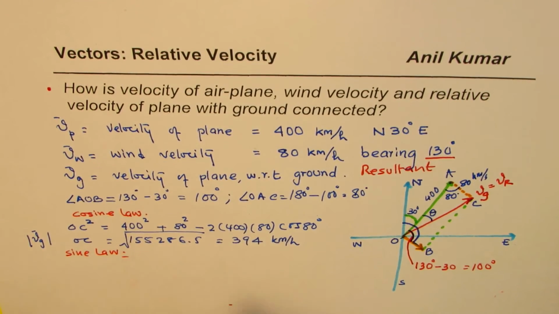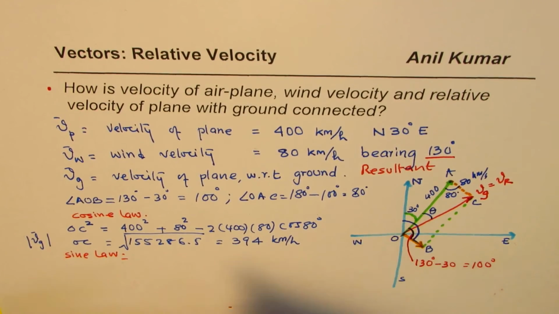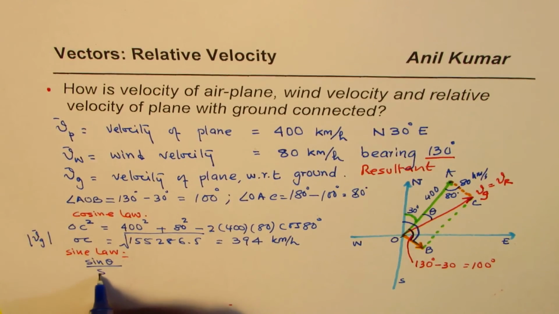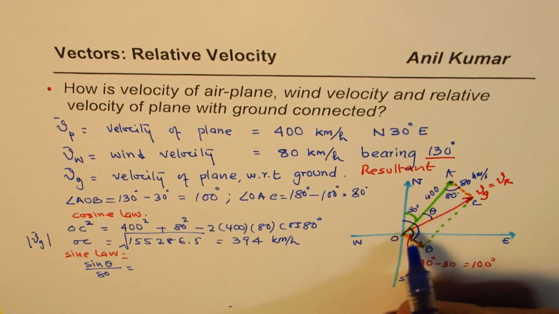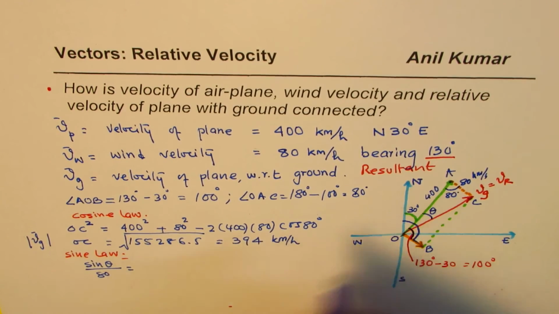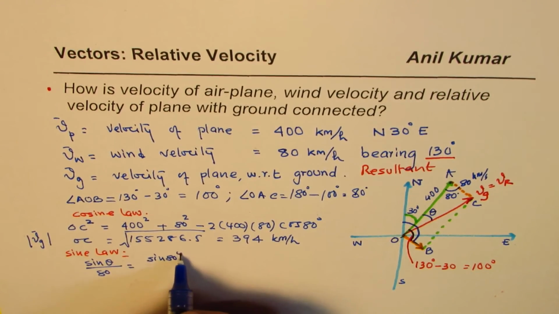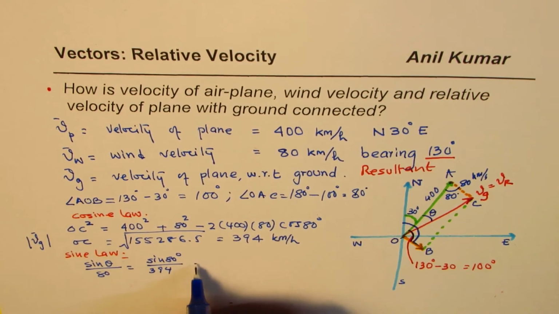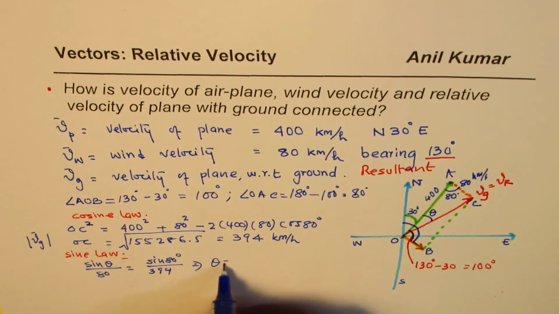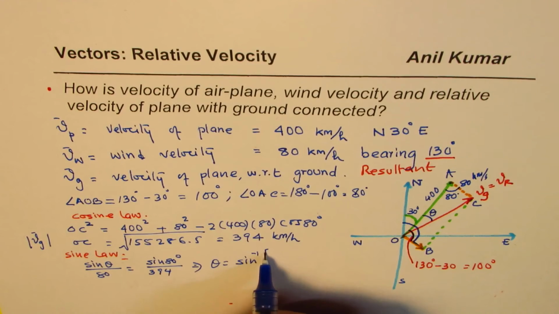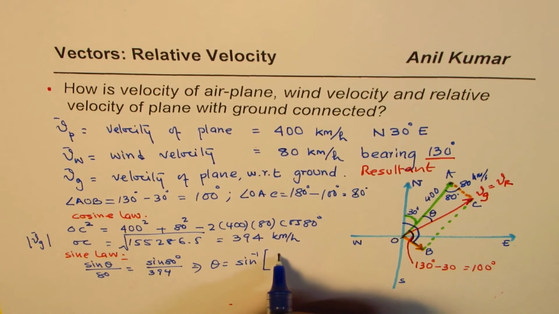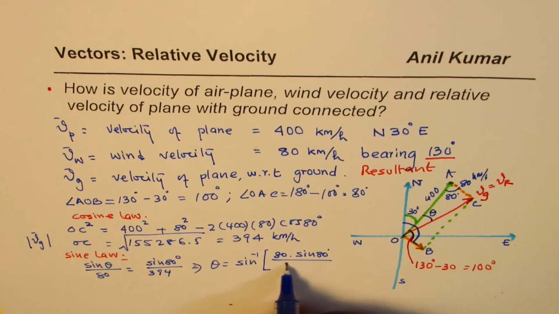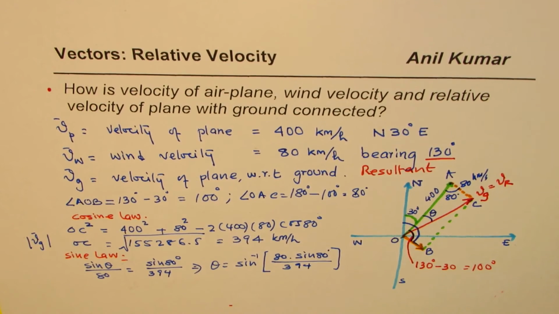to find the angle. Okay. So we want to find this angle. We say sine theta over what is given to us opposite to it, which is 80 kilometers per hour. We know that angle and the resultant now. So that angle is 80 degrees. So sine of 80 degrees divided by the resultant, which is 394. So we can say this implies theta is equal to, let me write straight this time, sine inverse of 80 times sine 80 degrees divided by 394. Does it make sense to you, right? So let's calculate this.